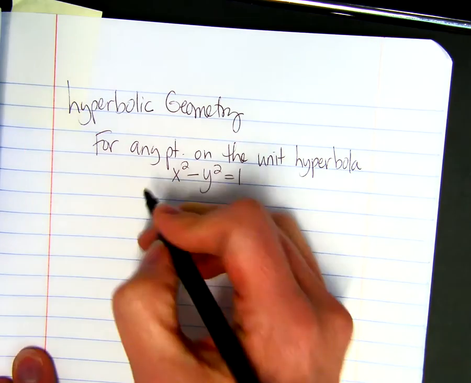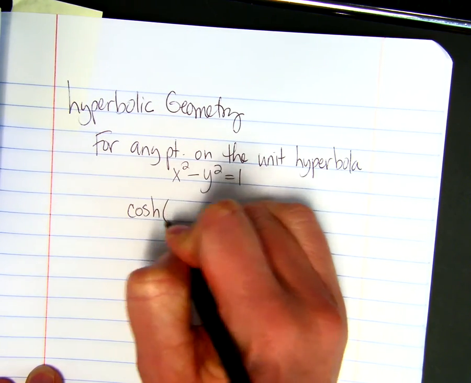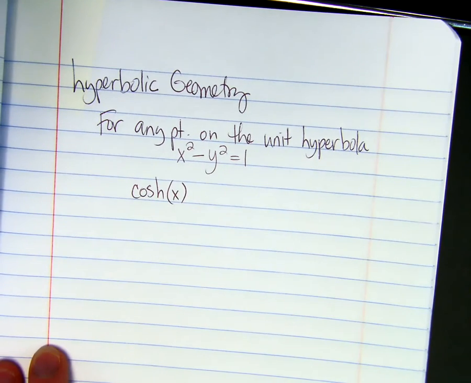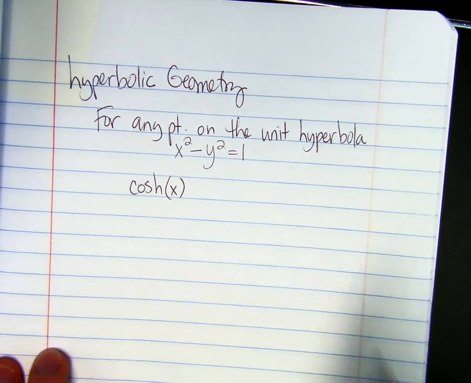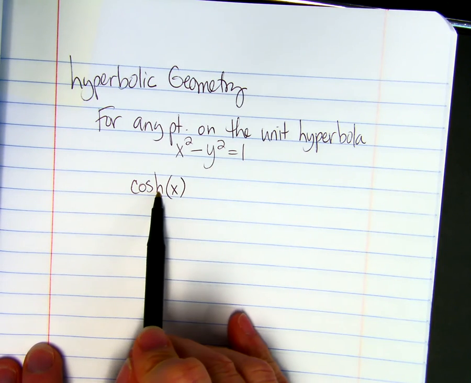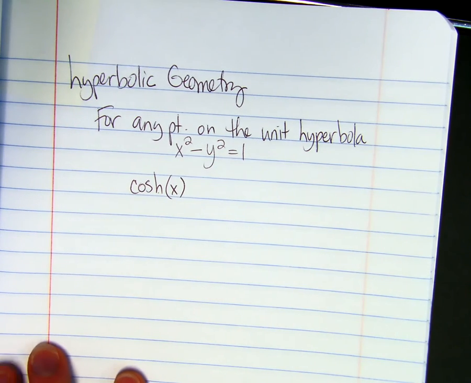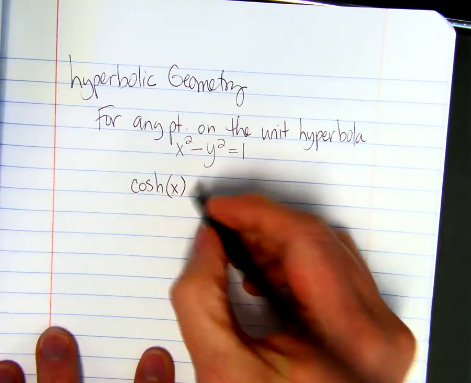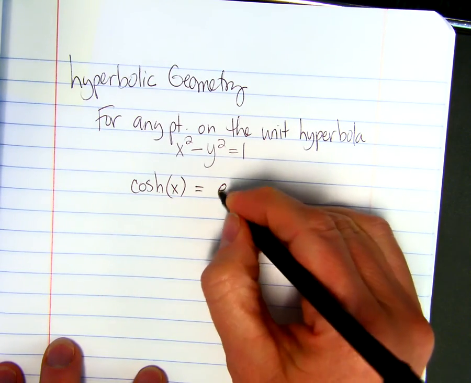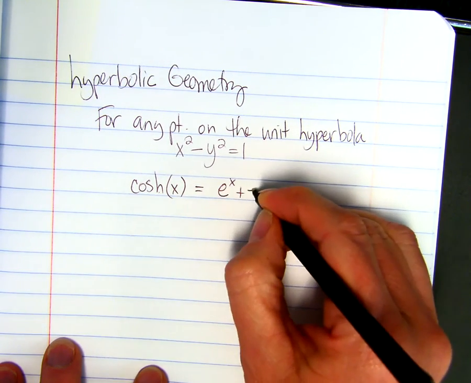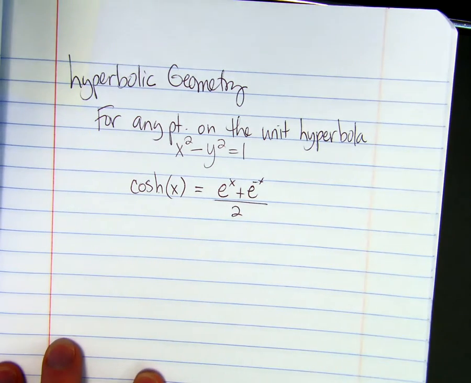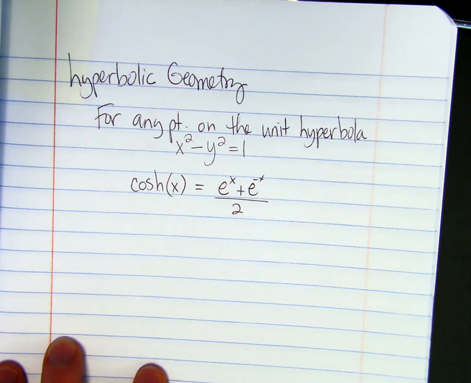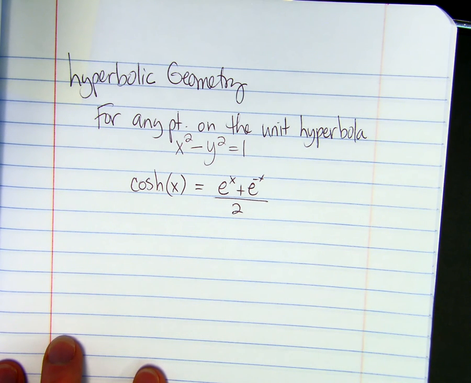Instead of cos of x, this is the cosh of x, because this little h right here stands for hyperbola. And this is how you find it: e to the x plus e to the minus x all over 2. Yes, it's that other e.